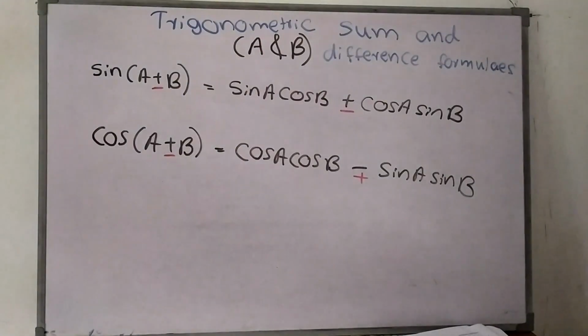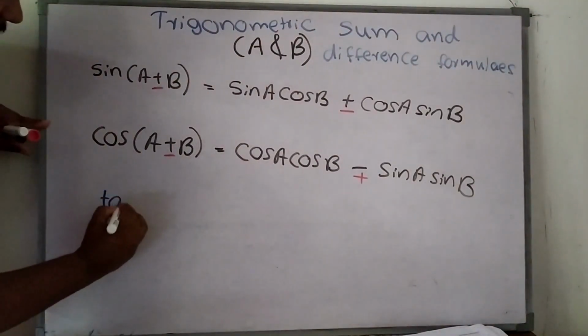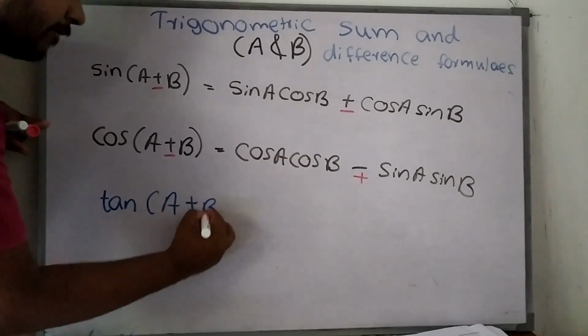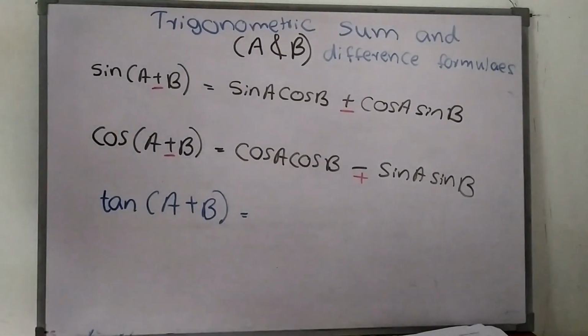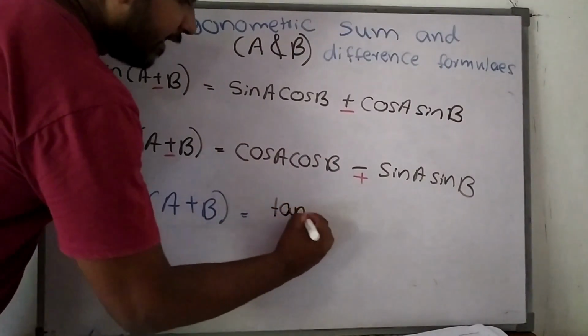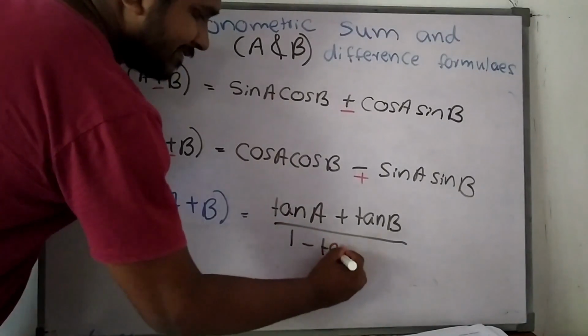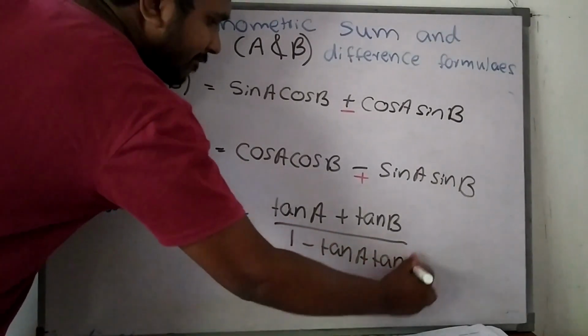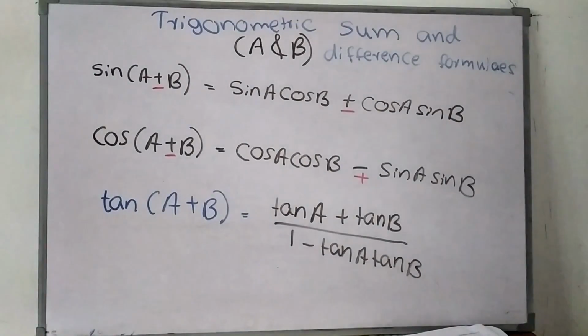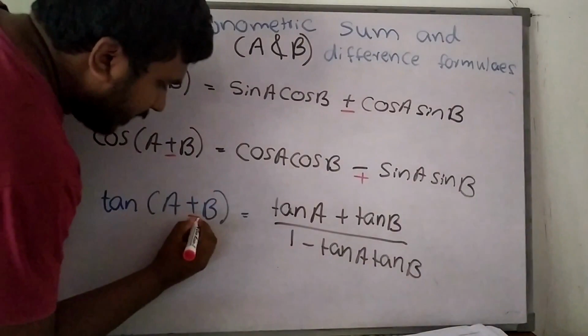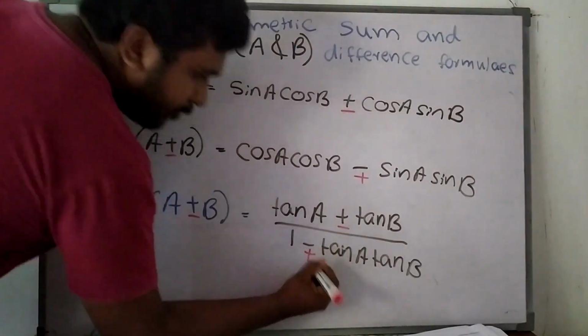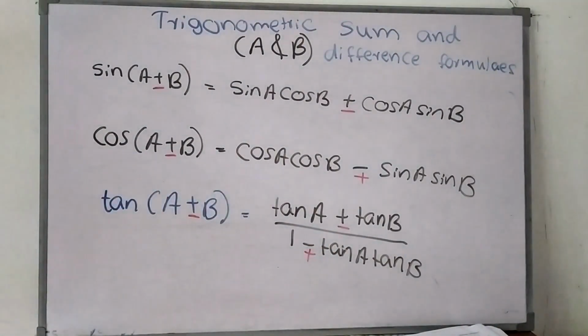The next one is tan A plus B. Tan A plus B means tan A plus tan B over 1 minus tan A tan B. This is the expansion of tan A plus B. If you put minus over here, it will be minus in the numerator and plus in the denominator, right? So likewise, these are the sum and difference formulas in trigonometry for sine, cos and tan.